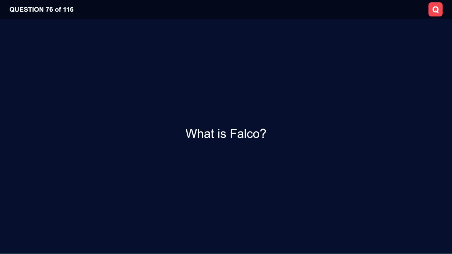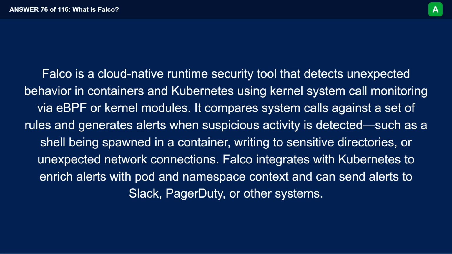What is Falco? Falco is a cloud-native runtime security tool that detects unexpected behavior in containers and Kubernetes using kernel system call monitoring via eBPF or kernel modules. It compares system calls against a set of rules and generates alerts when suspicious activity is detected, such as a shell being spawned in a container, writing to sensitive directories, or unexpected network connections. Falco integrates with Kubernetes to enrich alerts with pod and namespace context and can send alerts to Slack, PagerDuty, or other systems.